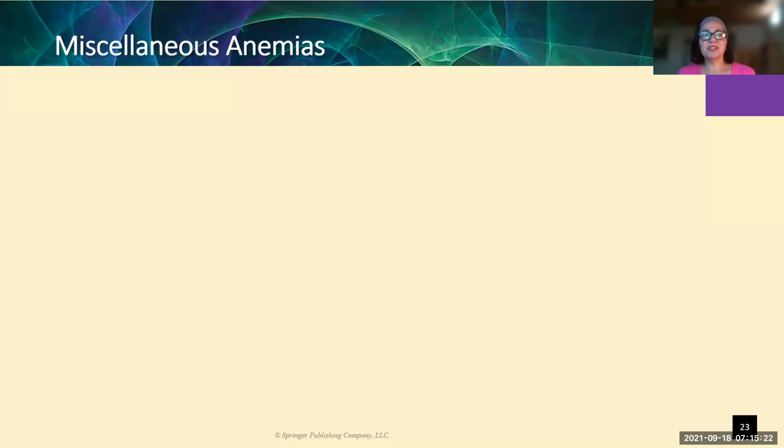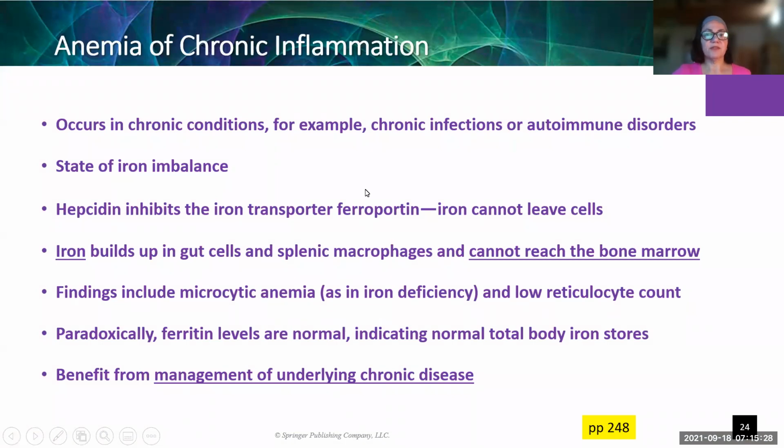Okay, now we're moving on into miscellaneous anemias, and then we'll wrap up this section. There's anemia of chronic inflammation. It can be due to chronic infections, autoimmune disorders. Without going into a huge amount of detail, there's iron in the body. So the ferritin value will be normal, but it cannot get to the bone marrow. So the patient has enough iron, but not in the right place.